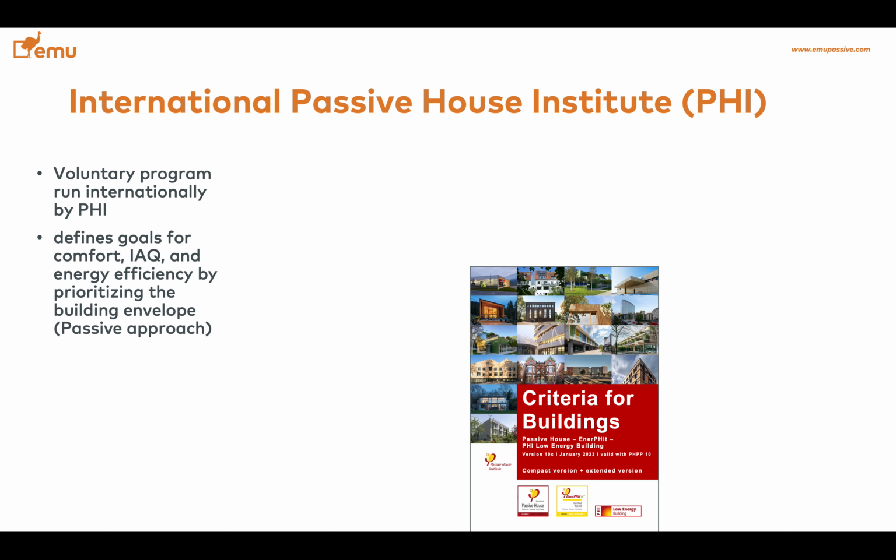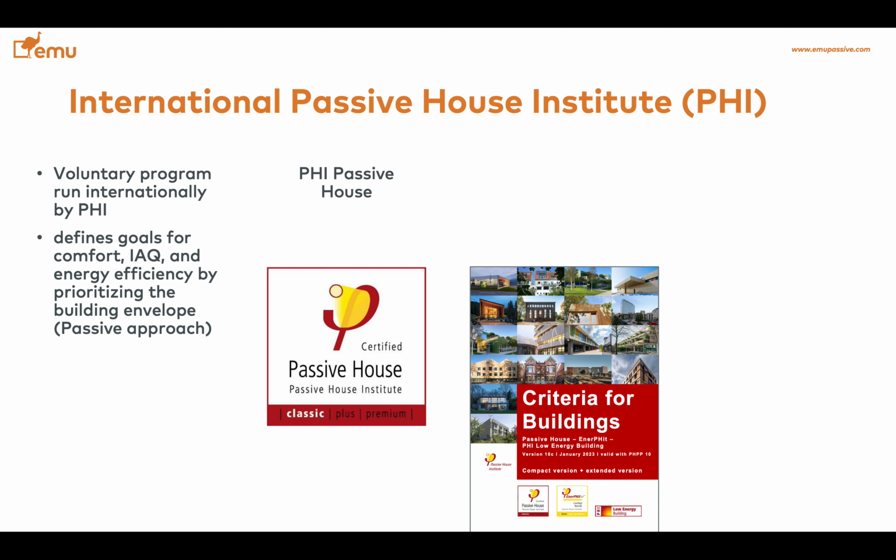Then the International Passive House Institute, PHI, I heard someone call it PHI, it's PHI. It's a voluntary program run internationally by the International Passive House Institute, PHI. It defines goals for comfort, indoor quality, energy efficiency, by prioritizing the building envelope. Again, the passive house approach similar to the PHIUS I just described. For PHI, we looked at both the full passive house as well as the low energy building standards. We're going to see how they compare to code, PHIUS, Pretty Good House, and so forth.